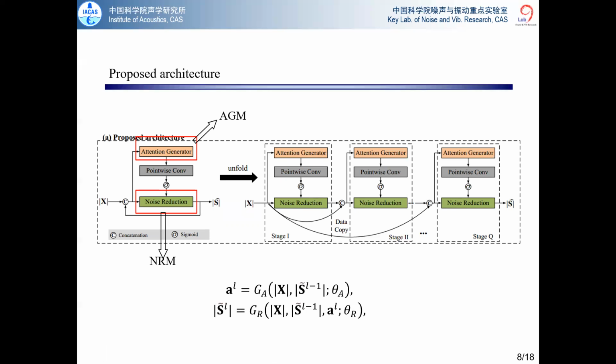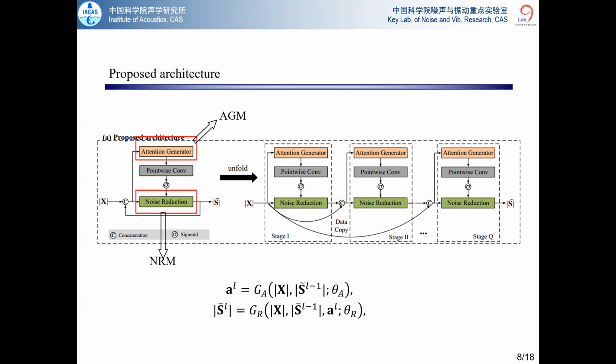This figure shows the overall architecture of the proposed approach. We can find that it consists of two components, namely the attention generator module, dubbed AGM, and the noise reduction module, dubbed NRM. AGM is a module to formulate the dynamic attention mechanism of humans, and NRM is the major network for noise reduction. As the figure shows, the network can be unfolded into multiple stages. At each stage, both AGM and NRM will receive the noisy input and the estimation from the last stage.